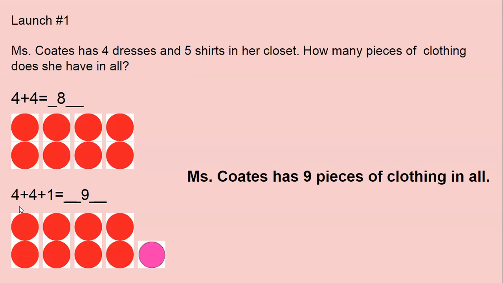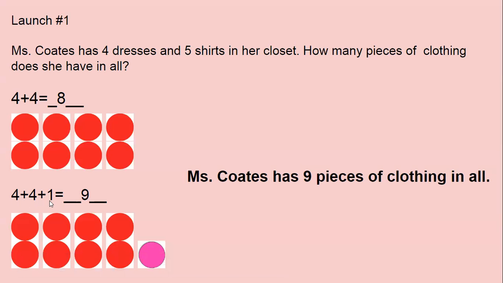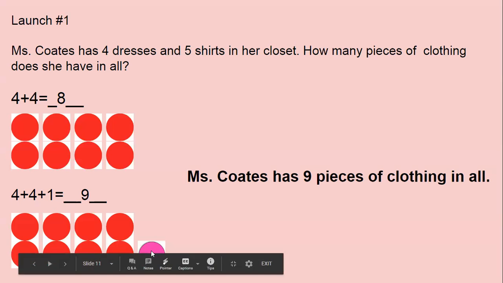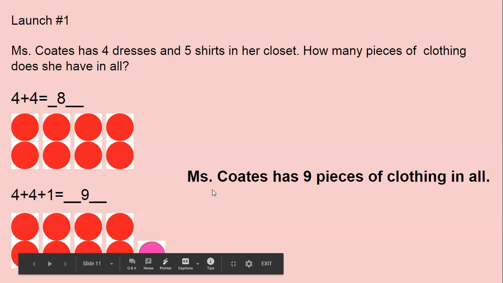And I showed this down here with my counters by putting 4 counters on the top row. It represents the 4 right here. And I put 4 more counters on the bottom row. That represents the 4 right here, which is our doubles fact. 4 plus 4 equals 8. But I needed to add 1 more counter because we're adding 1 more to the doubles fact, aren't we? So here's my other counter. And when I put all those together, I end up with 1, 2, 3, 4, 5, 6, 7, 8, 9 counters altogether, which means Miss Coates has 9 pieces of clothing in all.